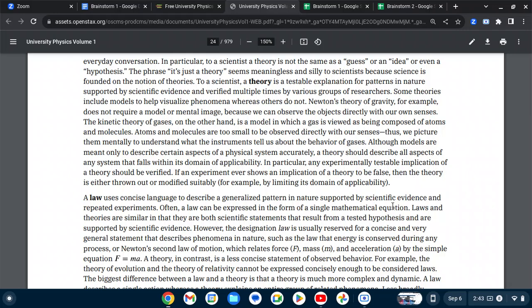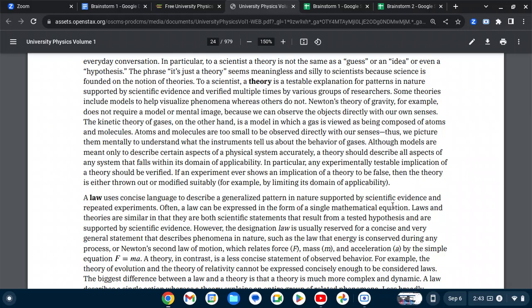All right. The kinetic theory of gases, on the other hand, is a model in which a gas is viewed as being composed of atoms and molecules. Atoms and molecules are too small to be observed directly with our senses. Thus, we picture them mentally to understand what the instruments tell us about the behavior of gases.